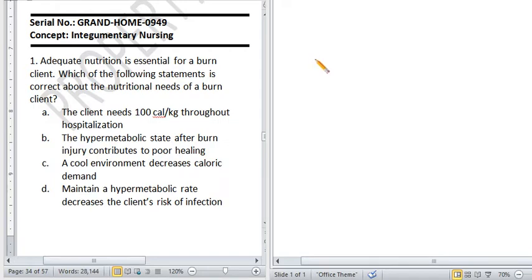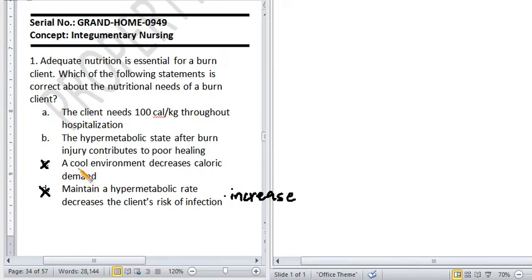So let's try to find the wrong options first and eliminate them so that we can have a clear view of what's the right answer. In this case, let's first eliminate letter D. Why? Because hypermetabolic will not decrease infection, it would rather increase. So it should be increase. So let's eliminate D.